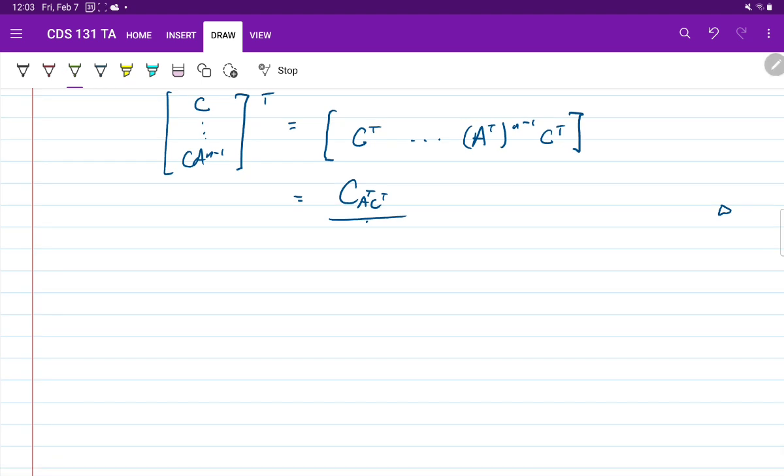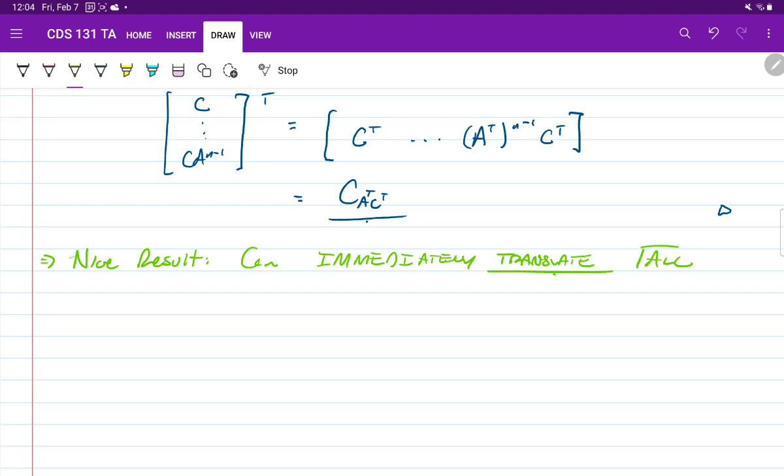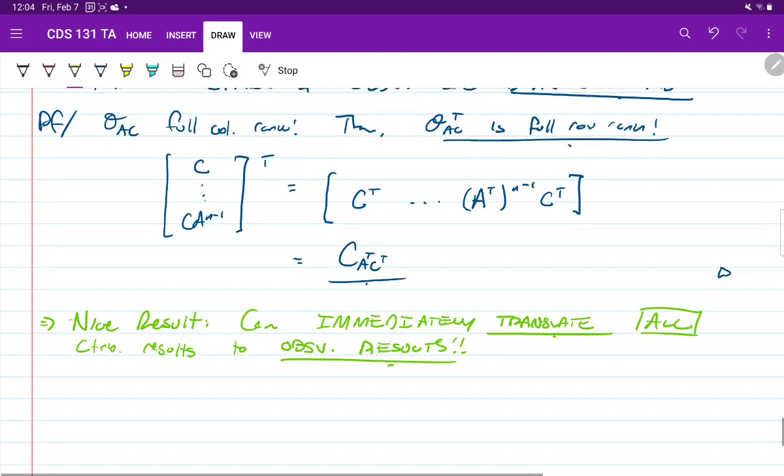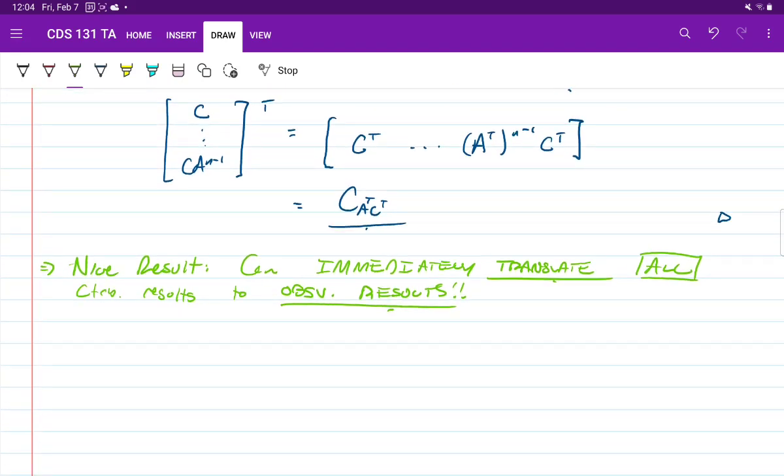So here's a really nice thing about this result. A nice result is we can immediately translate all controllability results to observability results. All we need to do is apply this nice duality lemma, and then we can immediately conclude that all of our controllability results give us sharp characterizations of observability as well. So let me show how we port this over with the example of the Gramian.